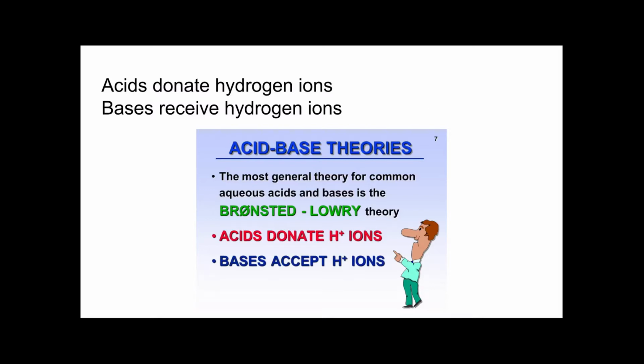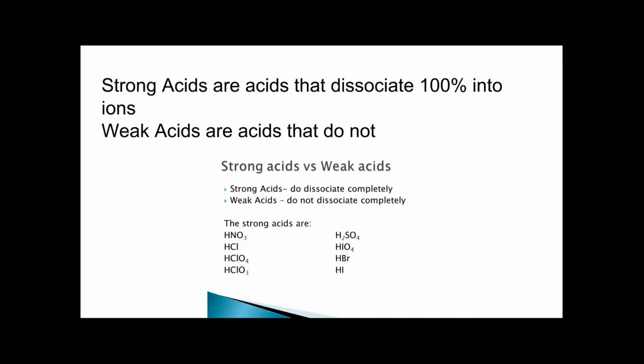Any acid that dissociates 100% into ions is a strong acid. An acid is called a weak acid if it doesn't do this. Some strong acids are hydrochloric acid, hydrobromic acid, hydroiodic acid, perchloric acid, chloric acid, sulfuric acid, and nitric acid.